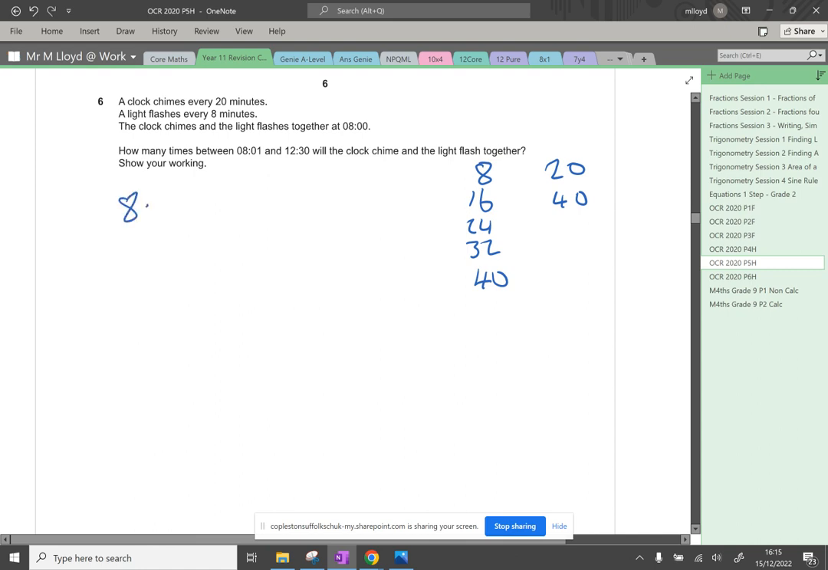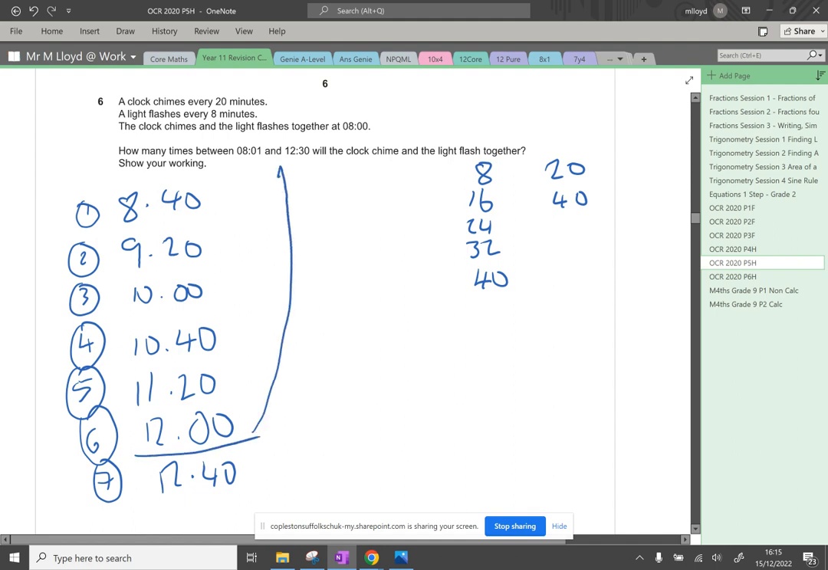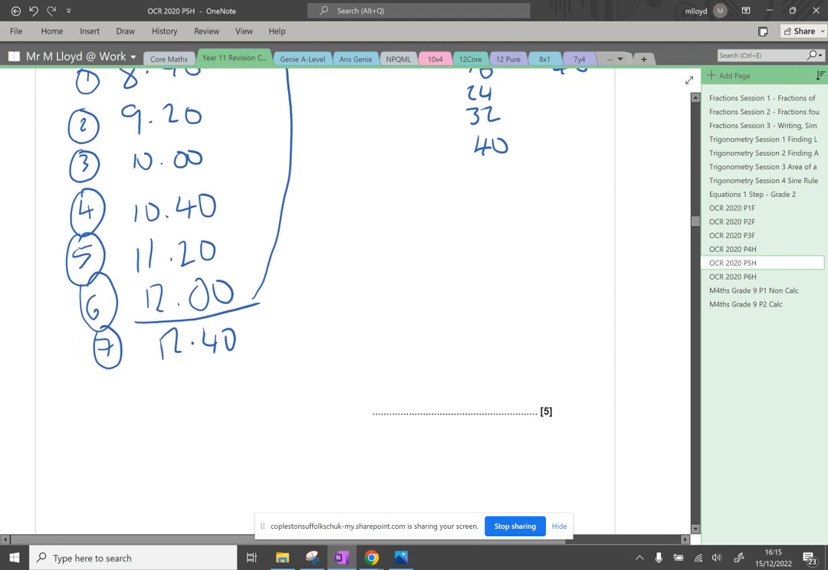So 8:40, 9:20. That's the first time. The second time. 10 o'clock will be the third time. Fourth time will be 10:40. Fifth time, 11:20. The sixth time will be at 12 o'clock. The seventh time will be at 12:40. And that is too late because we want to know how many times between 8 and 12:30. And that is 6 times.